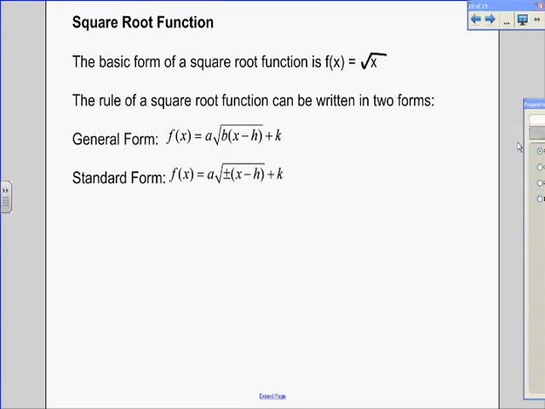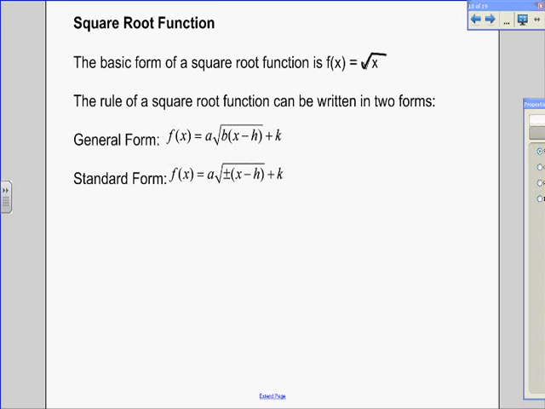So this video is going to focus on what are the different forms that we can have our square root function written in, and what do those forms look like whenever they are manipulated and changed so that the parameters are different values. So how will our graphs of these functions change? Our most basic form of a square root function is f of x is equal to the square root of x.